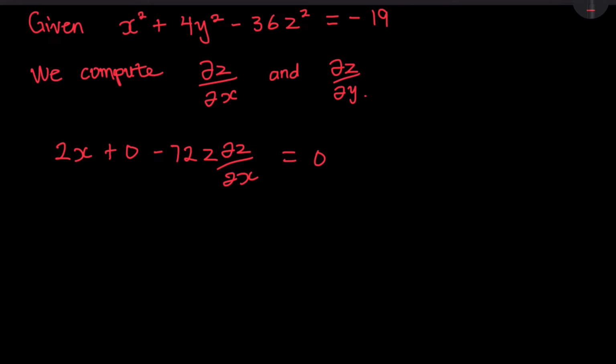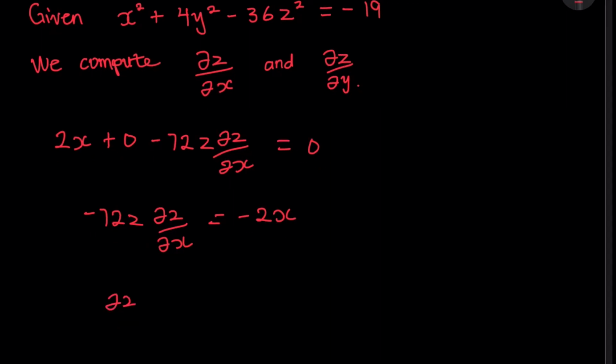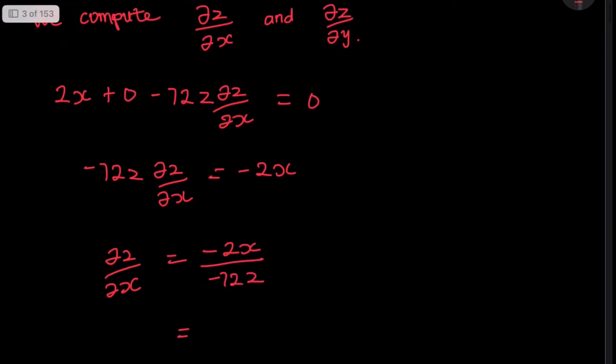So we are going to have minus 72z ∂z/∂x is equal to minus 2x. Now dividing through by the coefficient of ∂z/∂x, we are going to have ∂z/∂x is equal to minus 2x on minus 72z, which is giving us x on 36z. Thus ∂z/∂x is x on 36z.